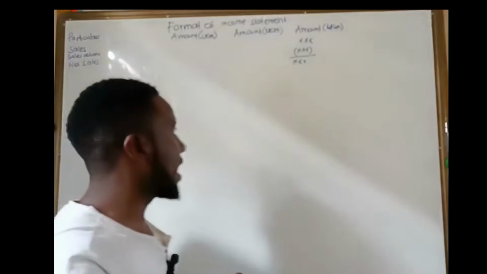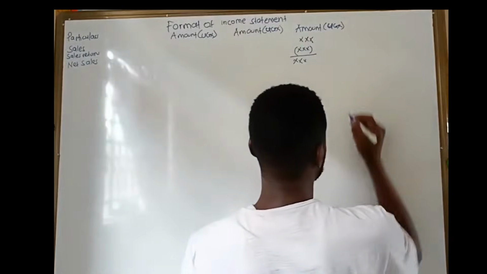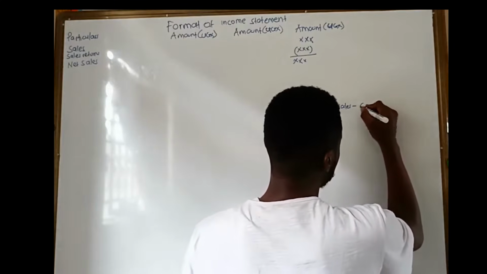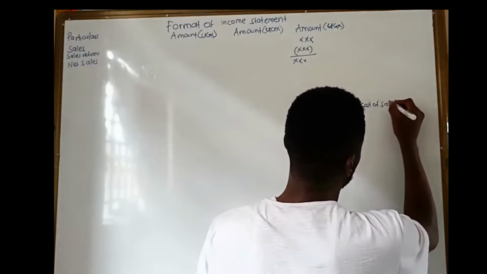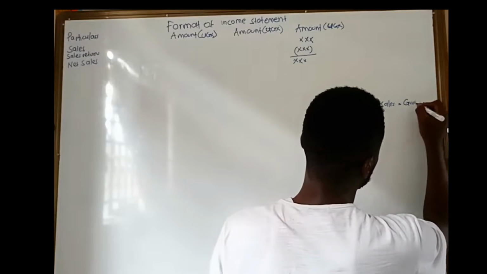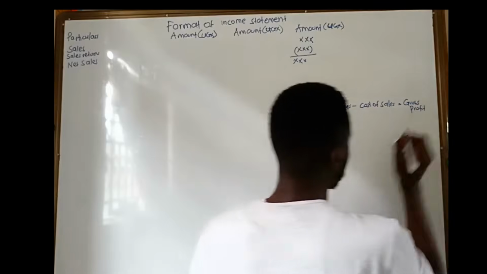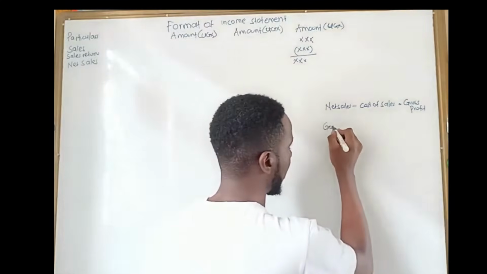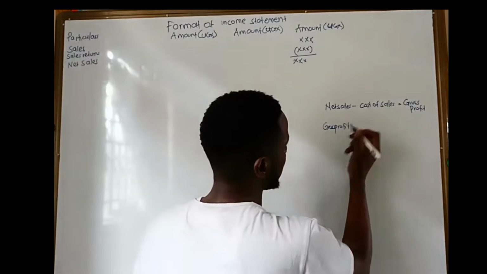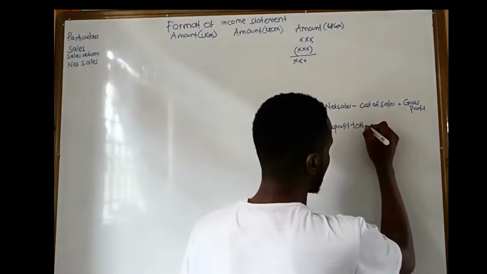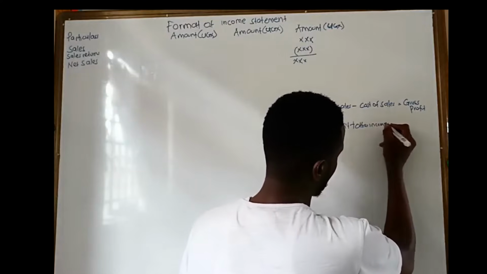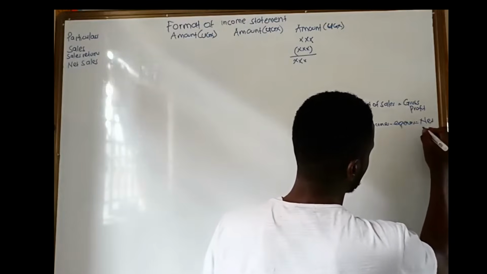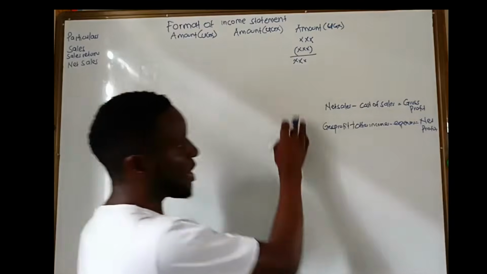So we are here. Remember I told you it will be net sales minus cost of sales, giving us a gross profit. And this is the trading account. Then from this, we shall have a gross profit plus other incomes minus expenses, giving us a net profit. So, this is how we are going to be going.